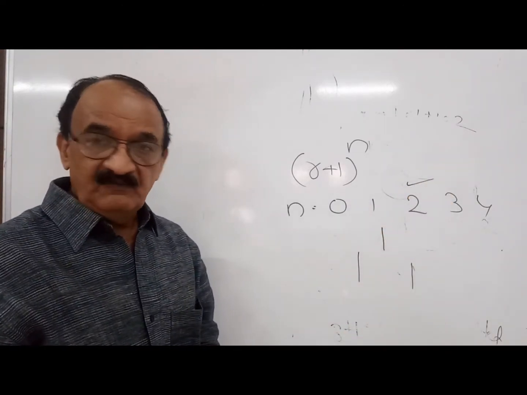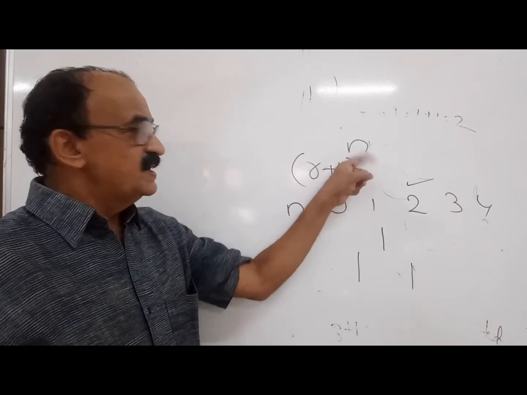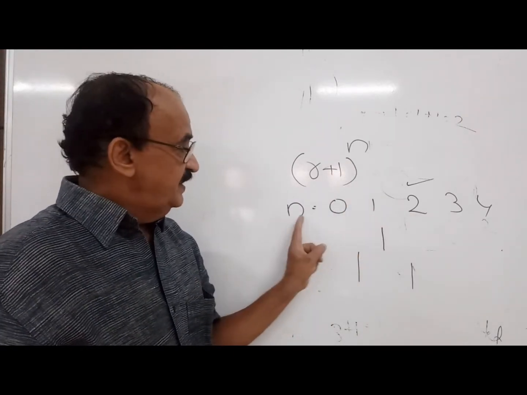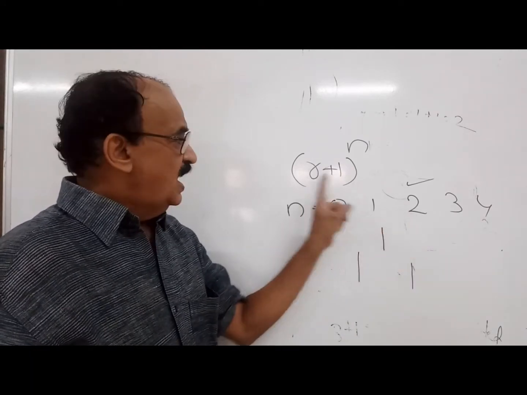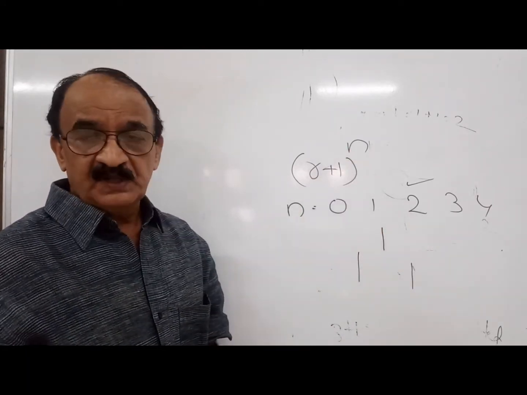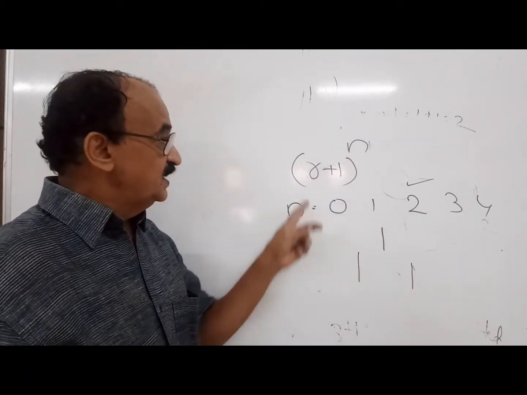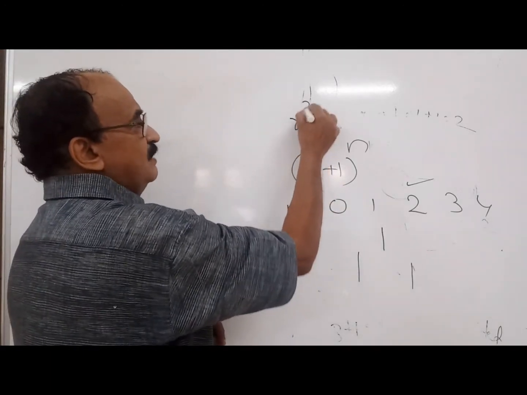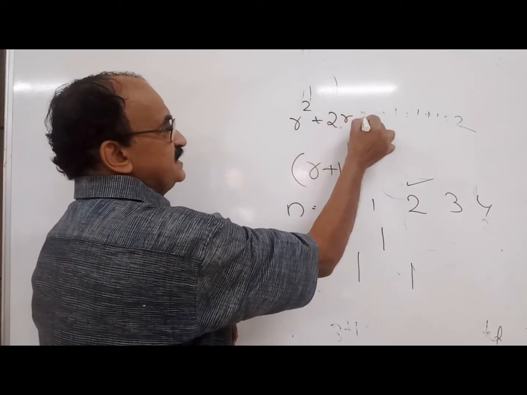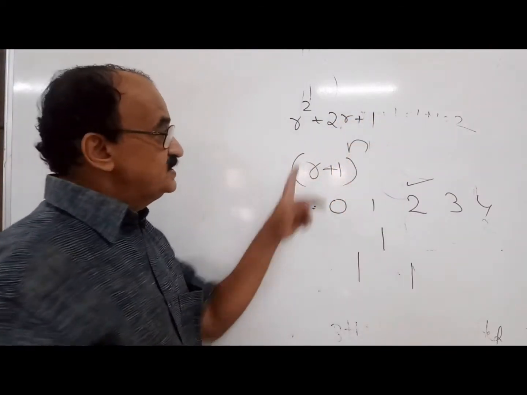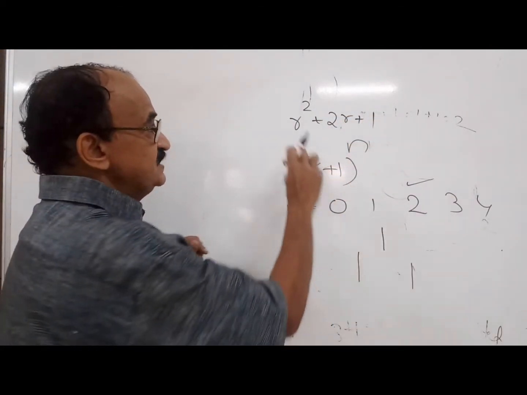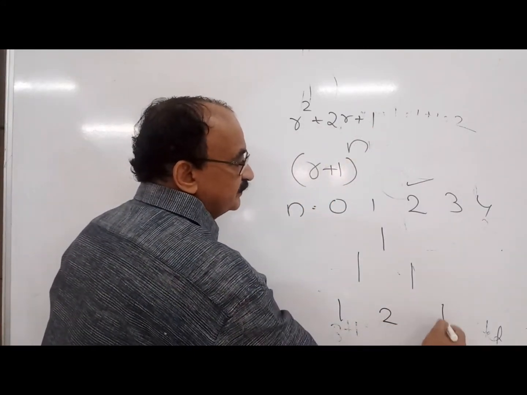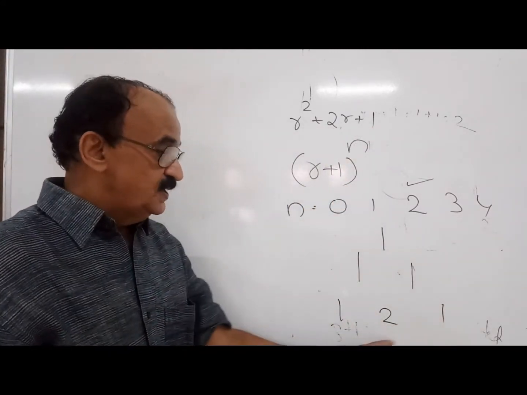Suppose n is equal to 2. Sorry, when n is equal to 2, (r + 1) raised to 2. Expand it. On expansion, what you are getting? r squared plus 2r plus 1. What is the coefficient? The coefficients are 1 is to 2 is to 1. So here you are getting a triplet with intensity 1 is to 2 is to 1.